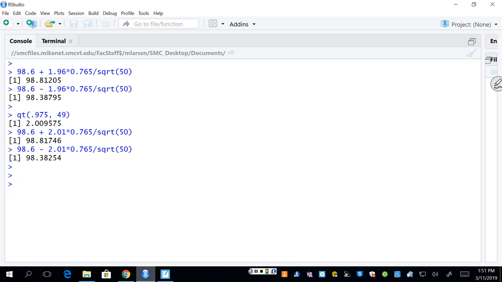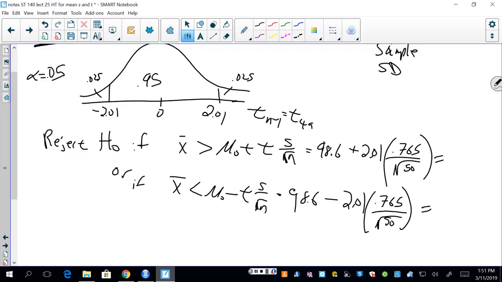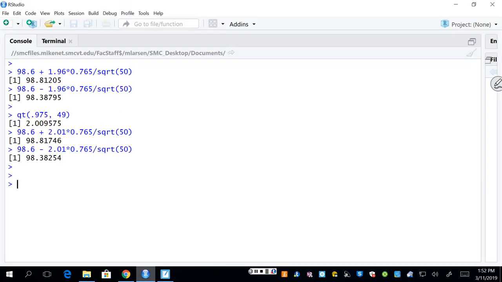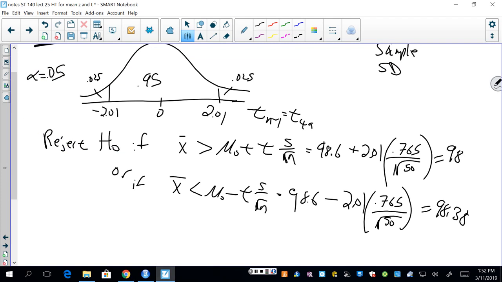So just a little tweak on there. There's not much difference. The sample size of 50 is pretty good. 2.01, 2.0 versus 1.96. Not that much of a big difference, right? But it is the correction that makes it work. So 98.39, and then the top one, 98.82. And again, our x bar is a little bit out from that, so we would reject the null hypothesis.